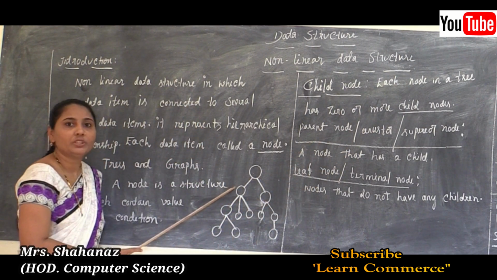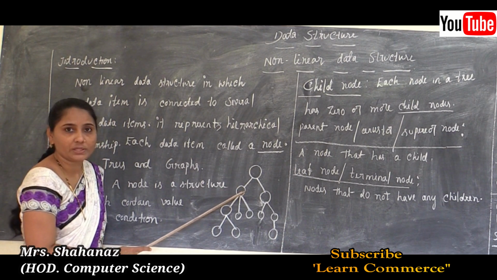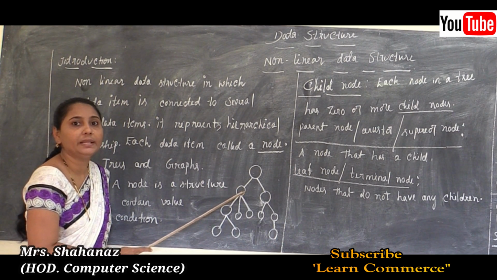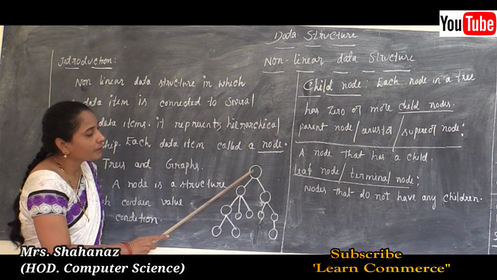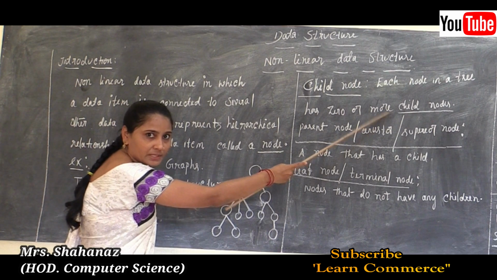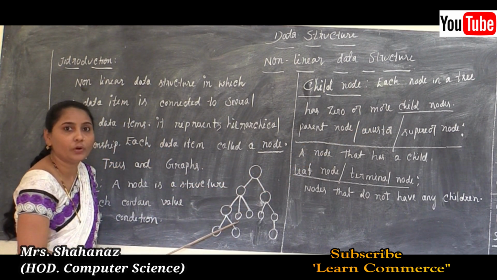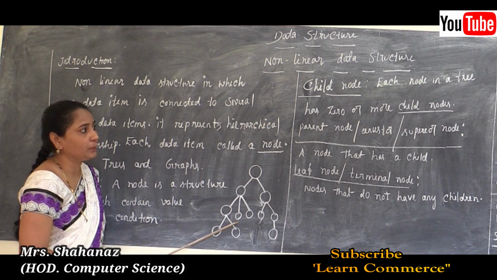Each node in a tree has 0 or more child nodes, and the child nodes are drawn growing downwards, that means they are below it in the tree. So here we can say that it has 0 or more child nodes, and the tree grows downwards, which means the children are below it in the tree.